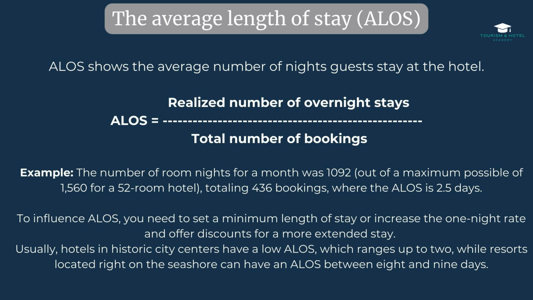The average length of stay, or ALOS. ALOS shows the average number of nights guests stay at the hotel. So, the average length of stay equals realized number of overnight stays divided by the number of bookings. For example, the number of room nights for a month was 1,092 out of a maximum possible of 1,560 for a 52-room hotel, totaling 436 bookings, where the ALOS is 2.5 days.